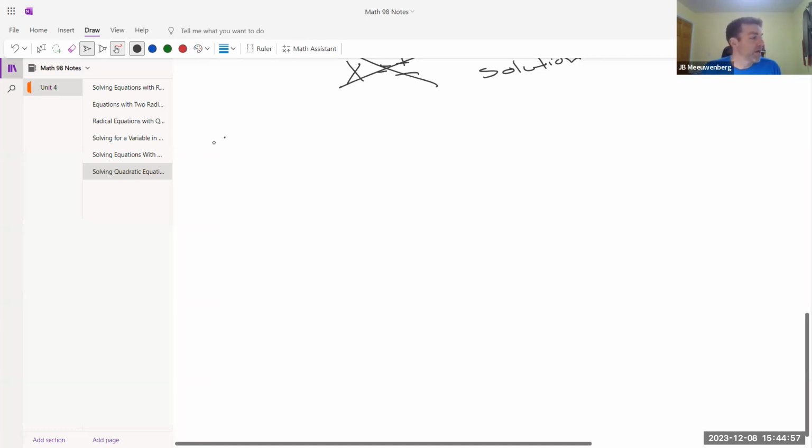What if we have x squared is equal to 27? And we want to solve this. We're going to take the square root of both sides, plus and minus. We never forget that. We cancel the exponent, giving us x equals plus and minus the square root of 27.